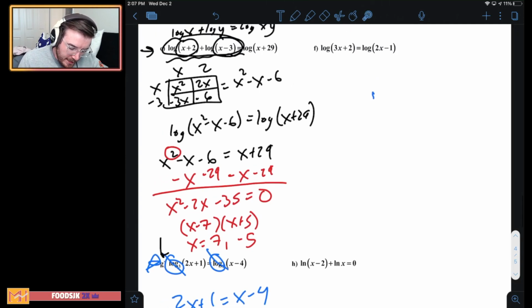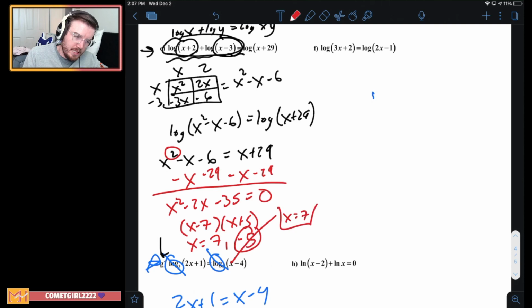So I can take these and plug them in to check them. 7 plus 2 is 9. 7 minus 3 is 4. 7 plus 29 is 35. We're good. Negative 5. Negative 5 plus 2 is negative 3. Negative 5 minus 3 is negative 8. Negative 5 plus 29 is positive 24. But these guys are both negative. So this is an extraneous solution. X is only 7.